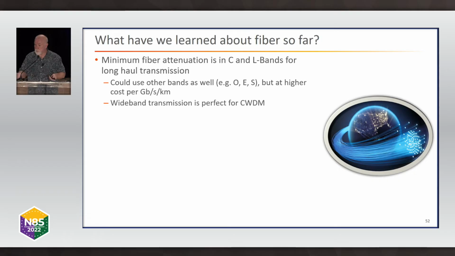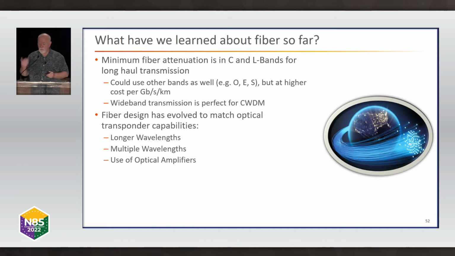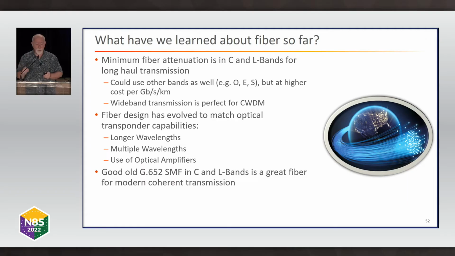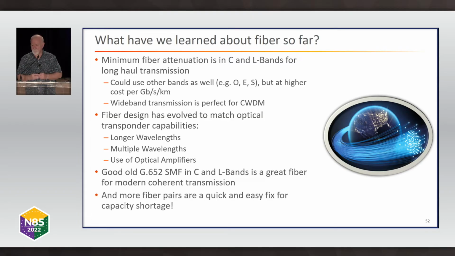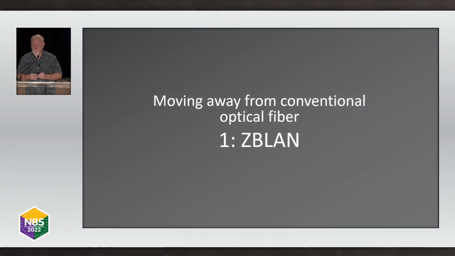Wideband transmission has been proven by coarse WDM, but CWDM is not used for higher capacity. It's because it's cheap. Fiber design has also evolved to match optical transponder capabilities, as lasers were available at longer wavelengths, as we move to DWDM, and as we use optical amplifiers. But good old G652 fiber is still a very good fiber for modern coherent transmission. And more fiber pairs are a quick and easy way to increase capacity.